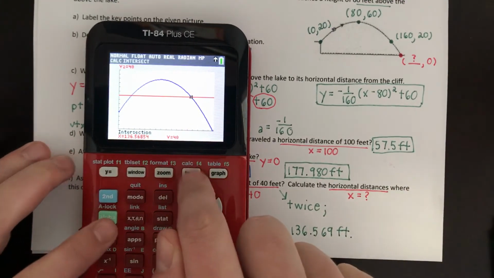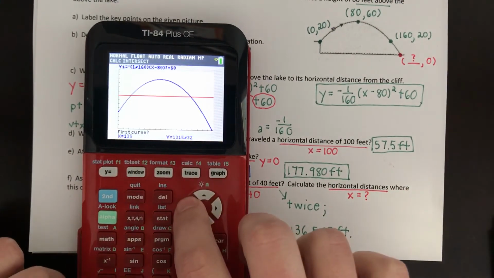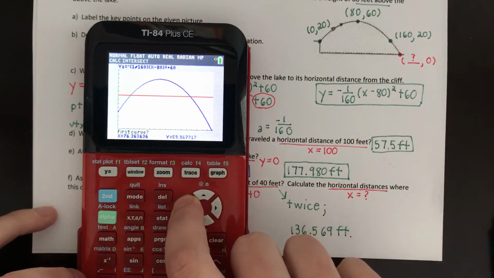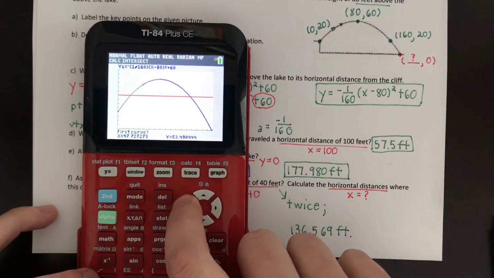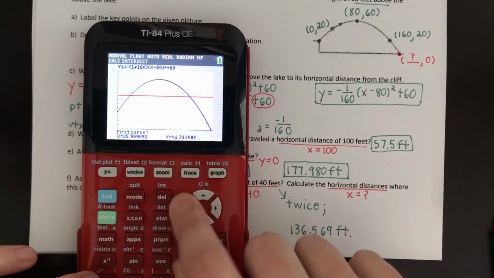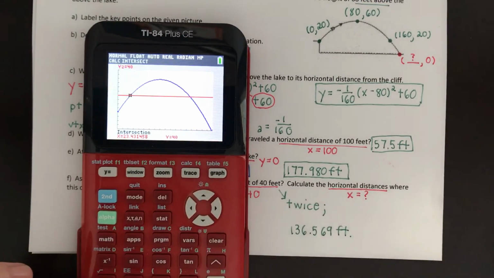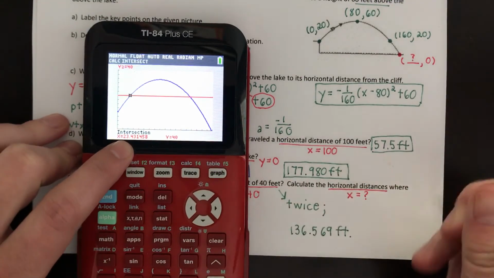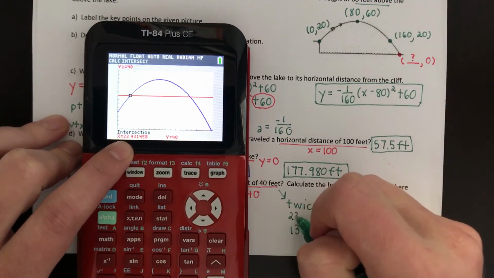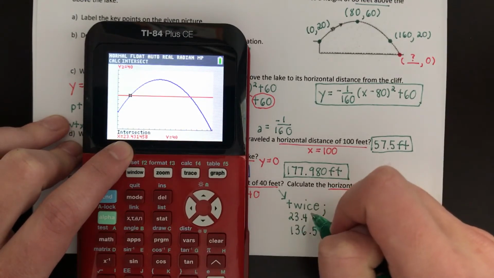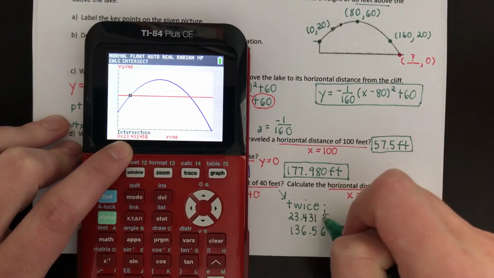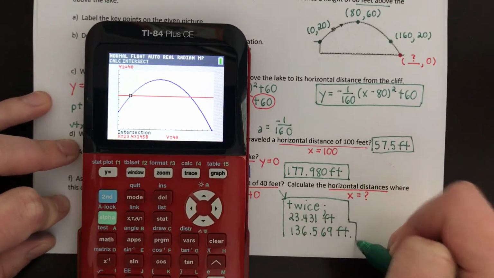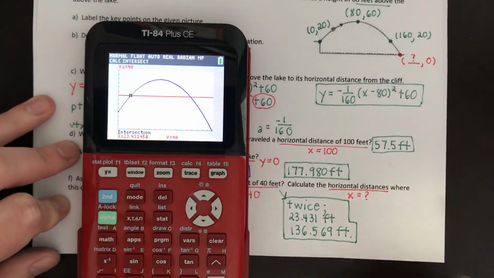And then second trace 5. Now I'm going to have to go all the way to the other side. All the way to the other side and hit enter, enter, enter again. And the other one is 23.431 feet. So those are my two places where that occurs.